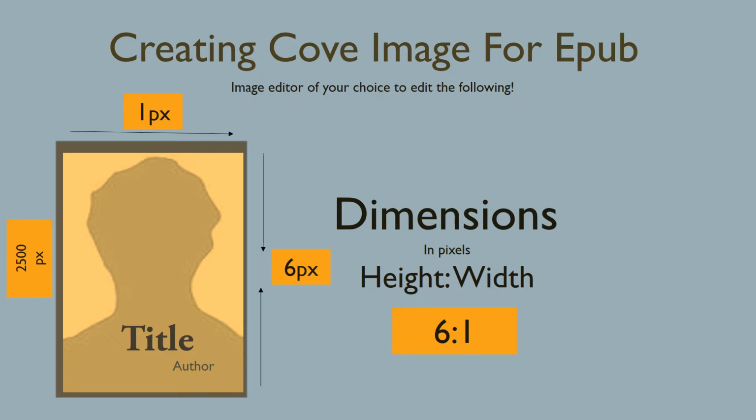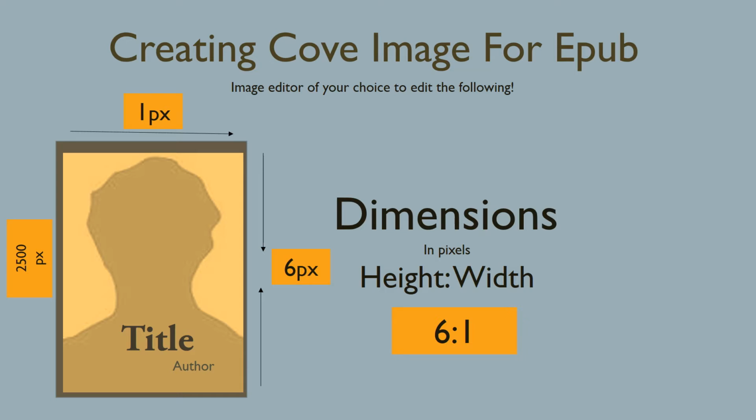Another important factor that one needs to consider is dimensions in pixels. Dimensions of the complete image that includes the title and author. You cannot have a separate image and title and author as text in the image. The title and author have to be included in the image.